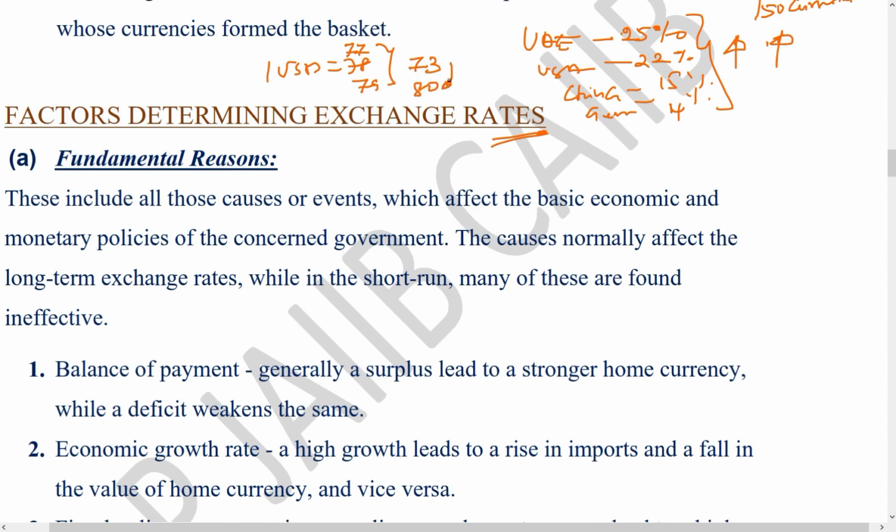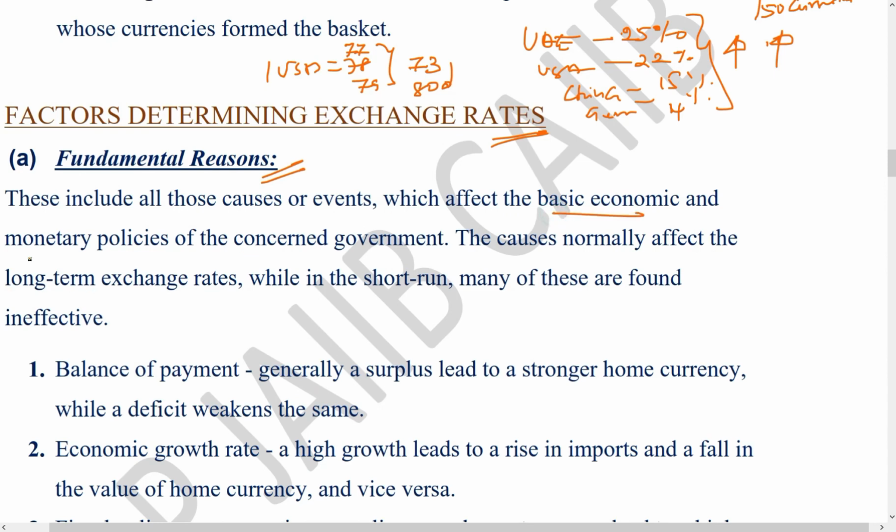Why? Over the long term there is an impact, and in the short term there is also much impact on the exchange rate system. So what are the factors determining these long-term and short-term fluctuations in the exchange rate? That we are going to see. First is the fundamental reason. This includes all those causes or events which affect the basic economic and monetary policies of the concerned government. So the fundamental reason is about the country.